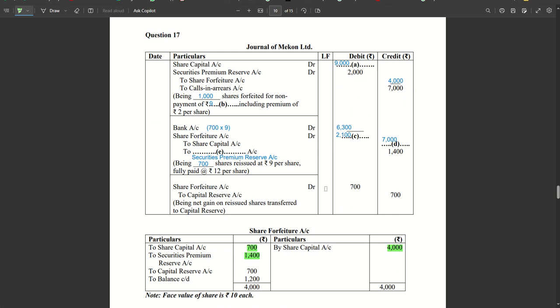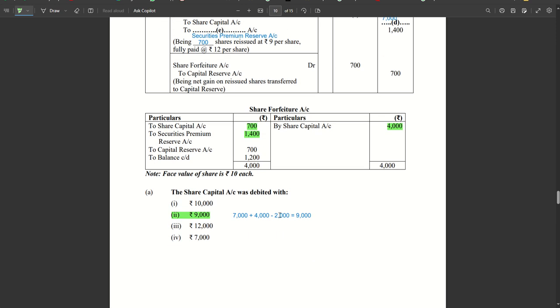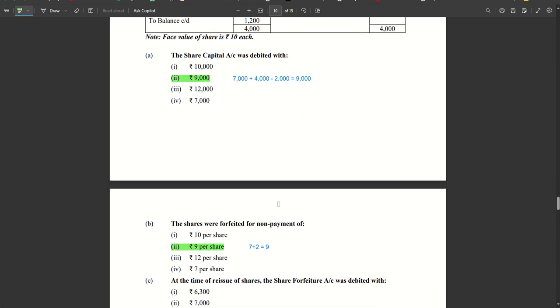Now how do we get that? If you see here, we have the share forfeiture account created, and if you look at the share forfeiture account, which is created by share capital 4,000, that means here we have 4,000. So if we get this one, 7 plus 4 minus 2 is 9,000. Straight away we get 9,000 here. Okay, so A is done.